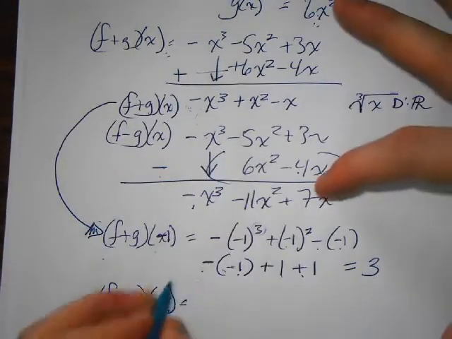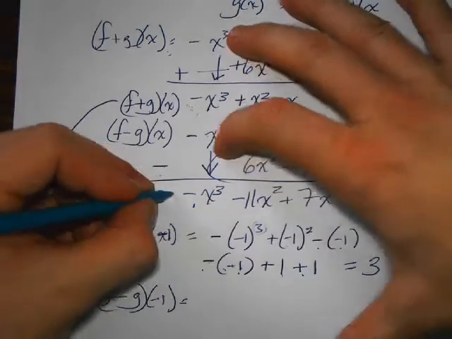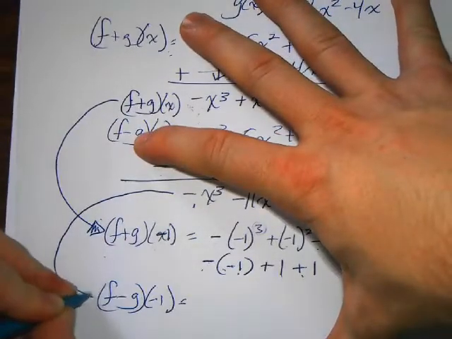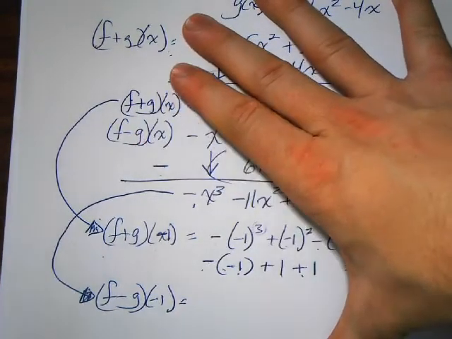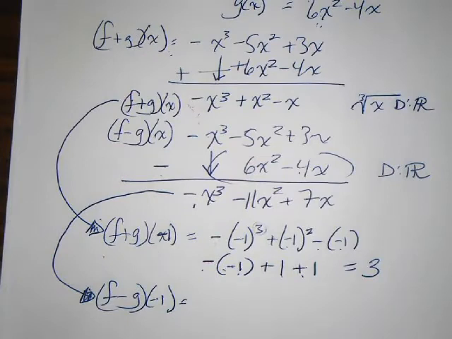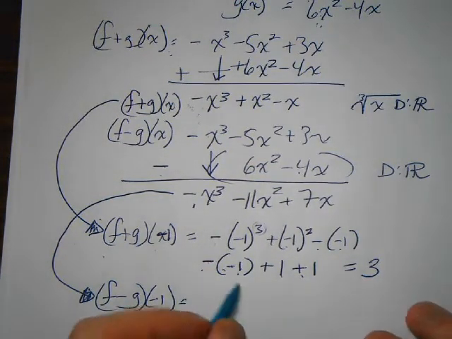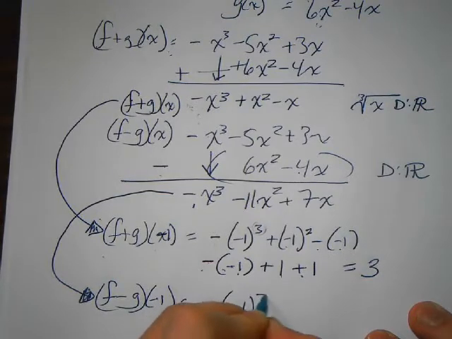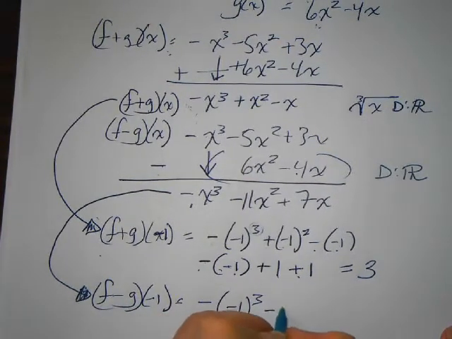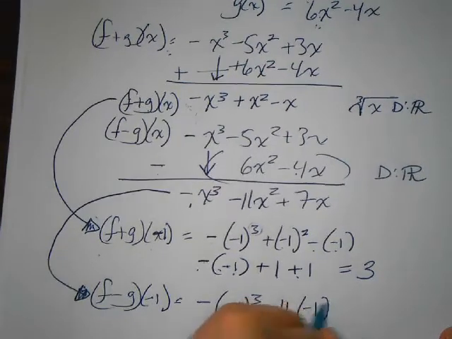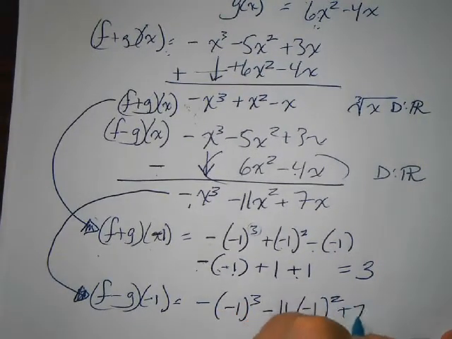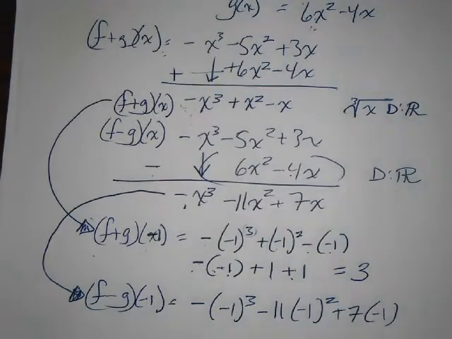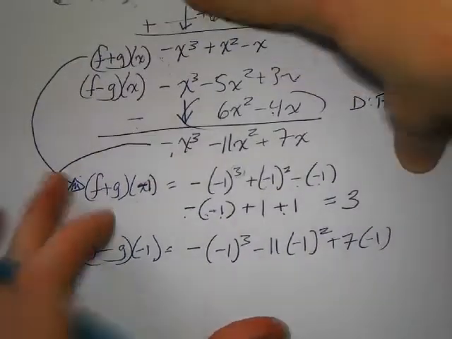And we have got the same exact equation here, right? We're going to use this one right here. Alright, so f minus g of x, we named this is -1 cubed minus 11 times -1 squared plus 7 times -1. Again, this is all going in our calculator, and we can do some of this in our head.